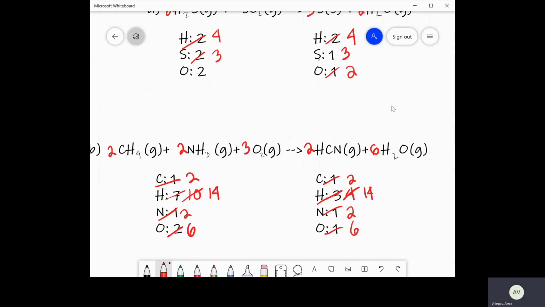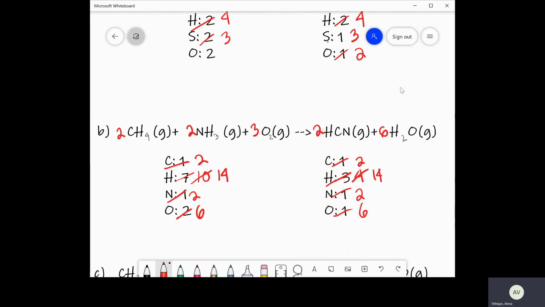Okay, so looking at this, again, if you're wondering where I got some of these numbers, just remember to look at every part that has its subscripts. Don't forget those.